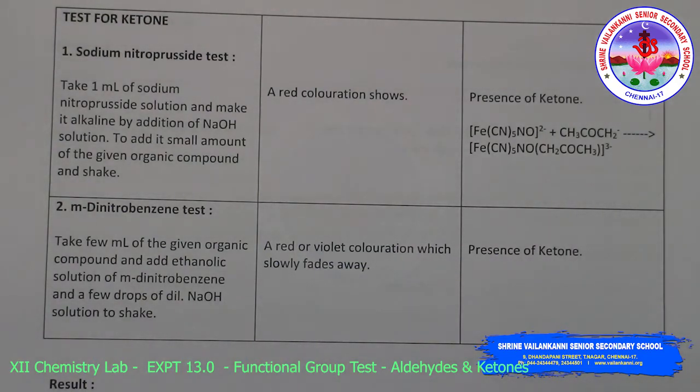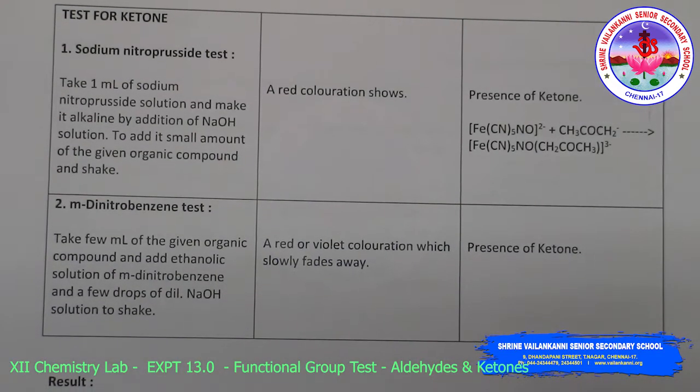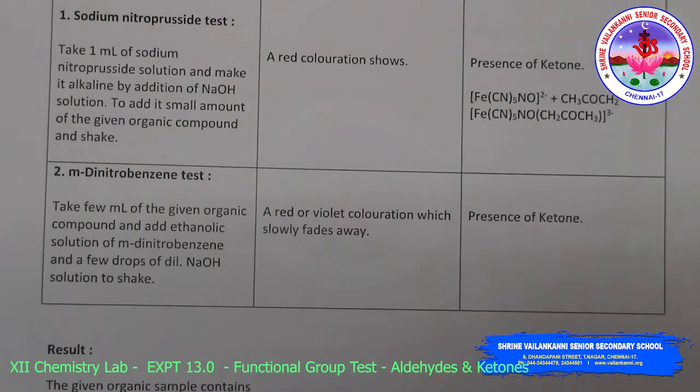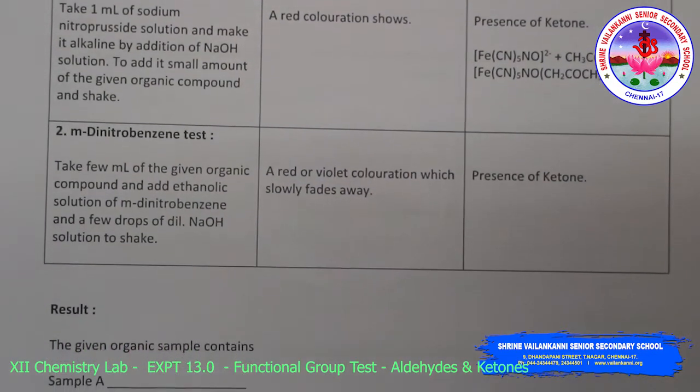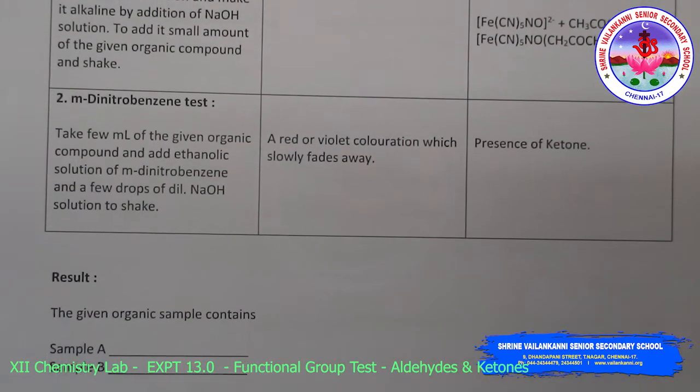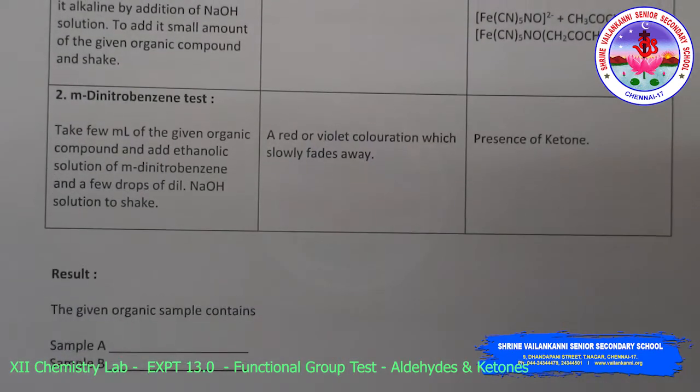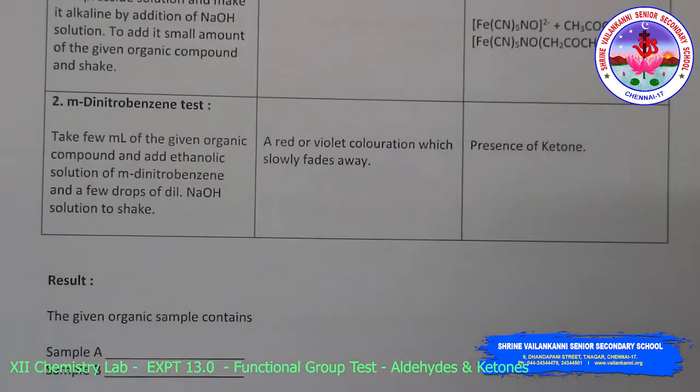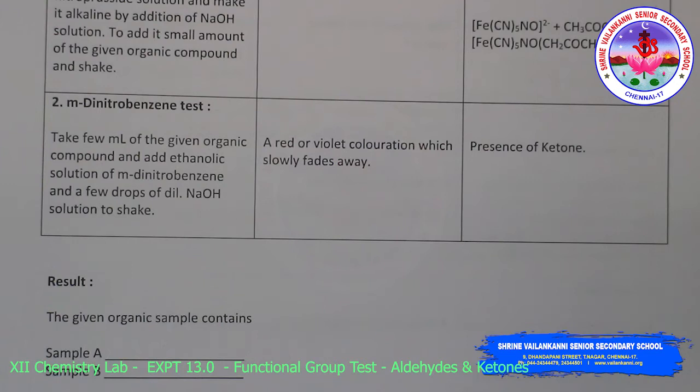Then the second test is the meta-dinitrobenzene test. Take the given organic sample, then add meta-dinitrobenzene, then add dilute sodium hydroxide solution, then shake it. Red or violet coloration means the presence of ketone. The red or violet color slowly fades away.